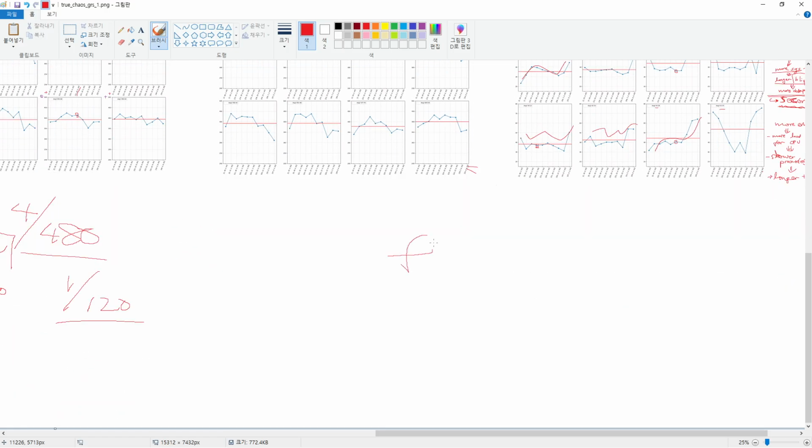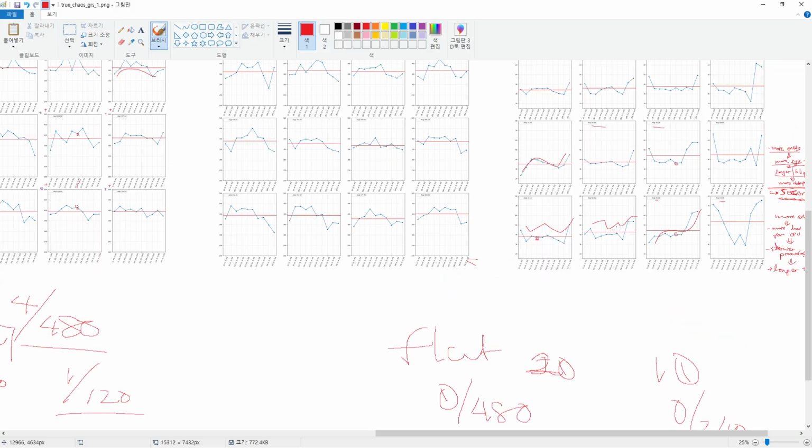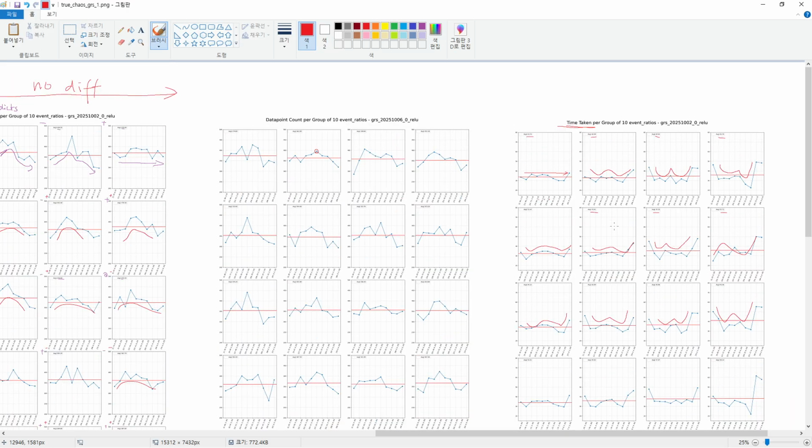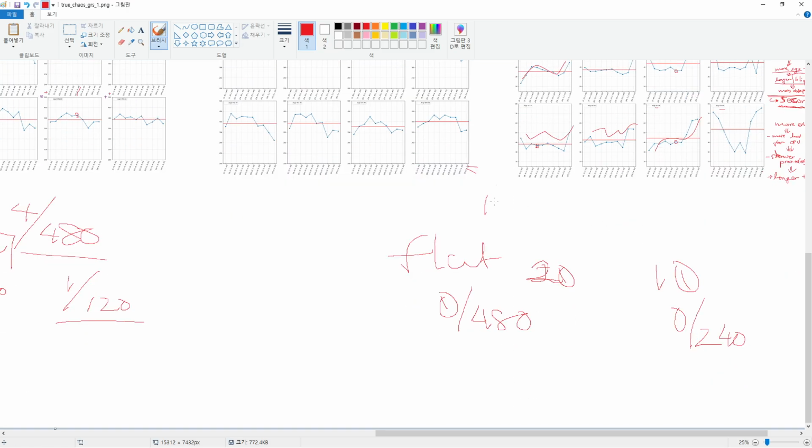And when I do it flat, it was 0 out of 480 when the elite percentage was 20%, and it was also 0 out of 240 when the elite percentage was 10. So it's really hard to get the true ceiling when I only have 100 maximum population.